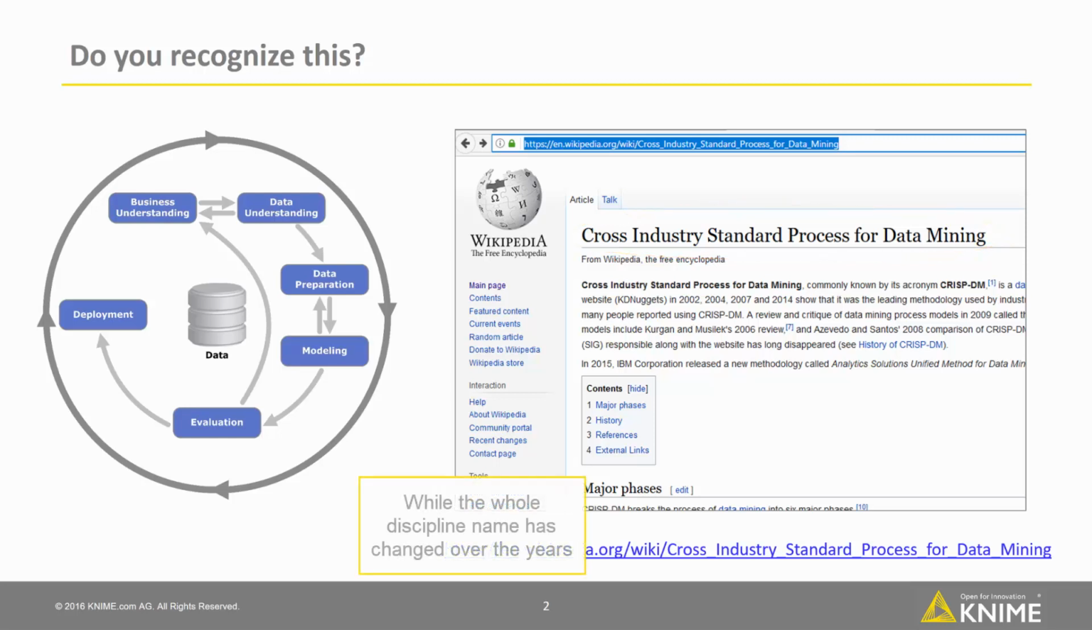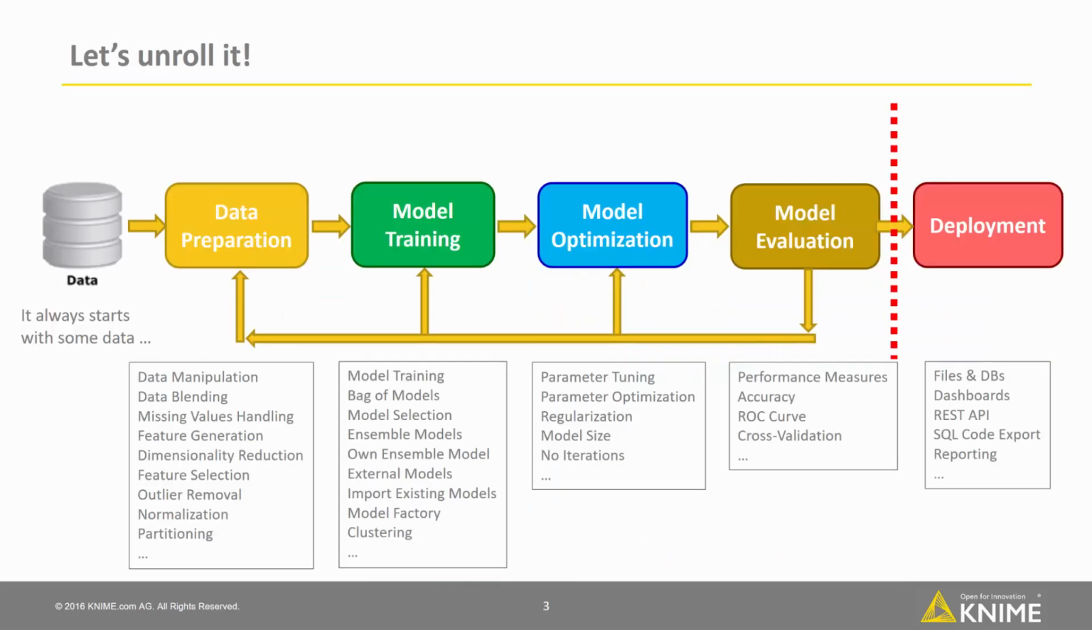While the whole discipline name has changed over the years from data analytics to data science, and it will probably change more in the future, the underlying process has not. Let's have a look at it. A data analytics project always starts with some data lying around in some repository.